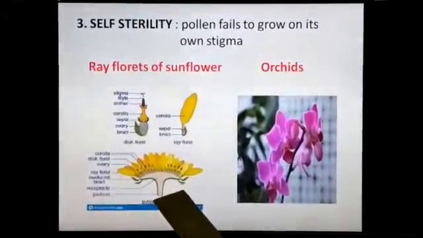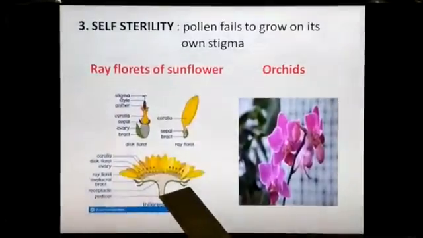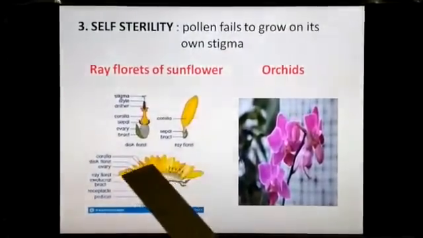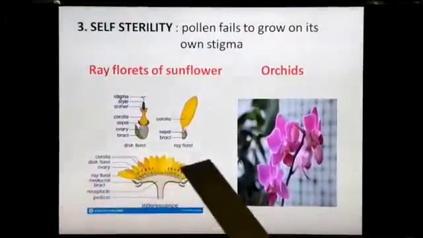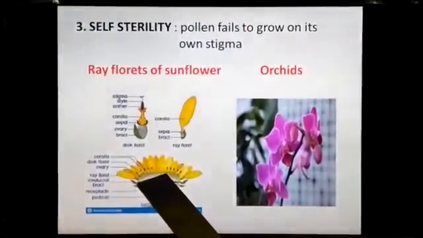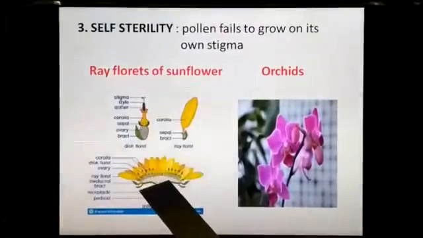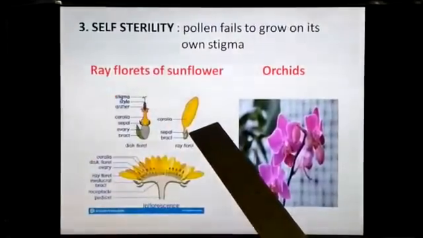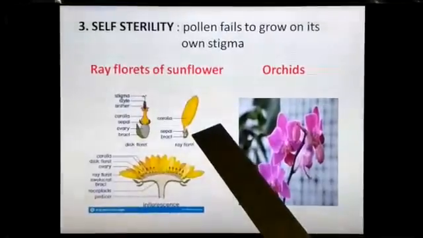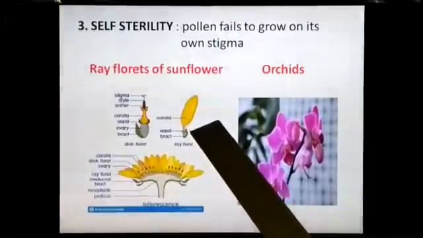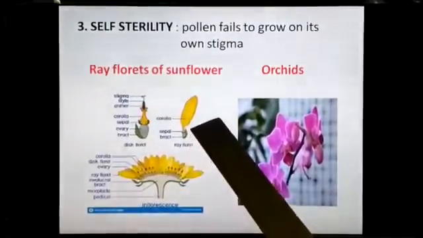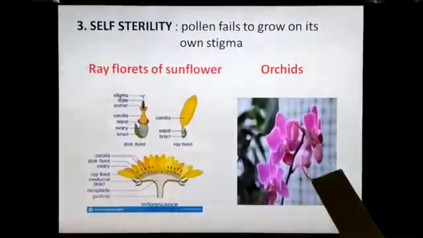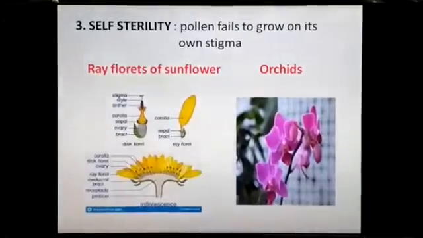This sunflower, if you remember in the previous videos, we had discussed about the 2 florets in sunflower, ray florets which are on its outer side, and at the center of the flower are the disc florets. Ray florets also have got stigma and anthers growing in it, but it is sterile for its own pollen grain. So therefore, it is also termed as neuter flowers. Orchids also are self-sterile flowers.